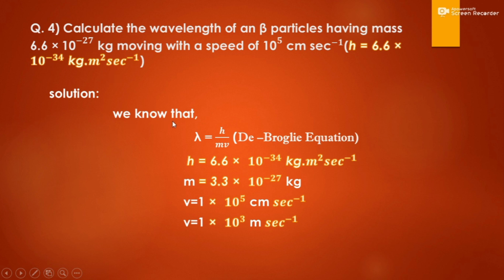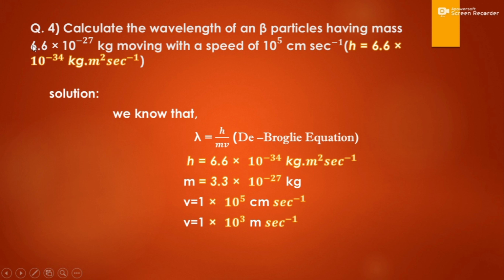Then according to de Broglie's equation, lambda, the wavelength, is equal to h upon m into v. Here h is given as 6.6 into 10 raised to minus 34 kilogram meter square per second, m is 3.3 into 10 raised to minus 27 kilogram, and v is 1 into 10 raised to minus 5 centimeter. We have to convert this into meter, so we can multiply 1 into 10 raised to 5 into minus 2, which becomes plus 3. So v is equal to 1 into 10 raised to 3 meter per second.